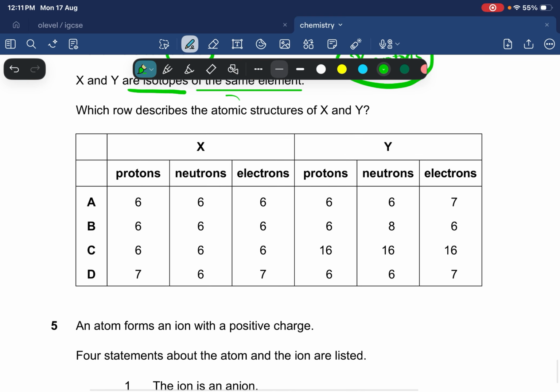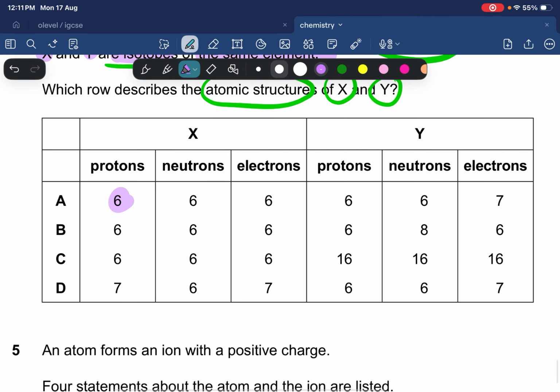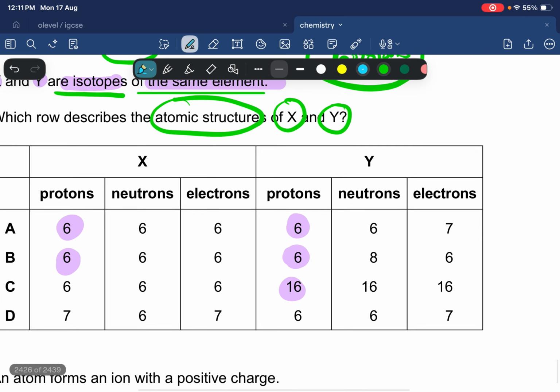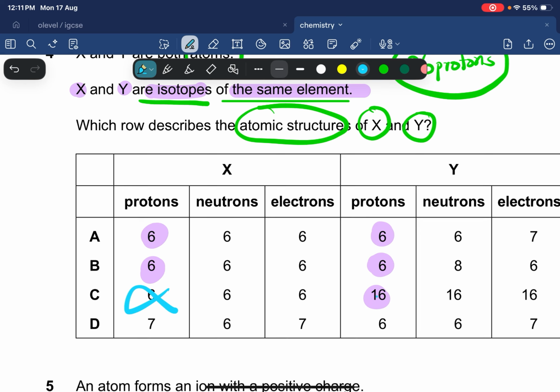Which row describes the atomic structures of X and Y? They told us that X and Y are isotopes of the same element. Same element means the protons should be the same. So 6 over here and 6 protons in Y as well. This makes sense. 6 protons in X and 16 protons in Y does not make sense. I quickly cut this option out because the proton number is changing. For isotopes, we need the same proton number. 7 protons and 6 protons again does not make sense.